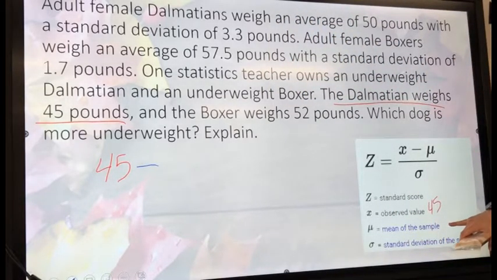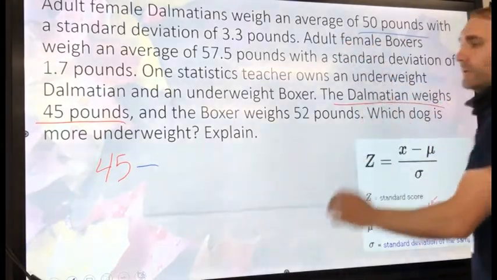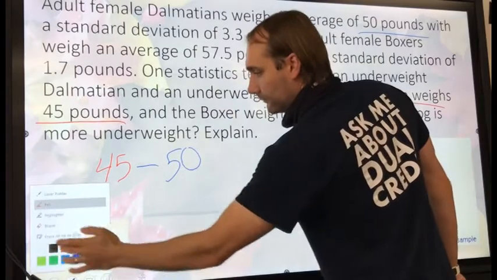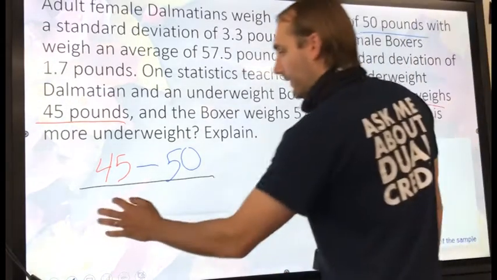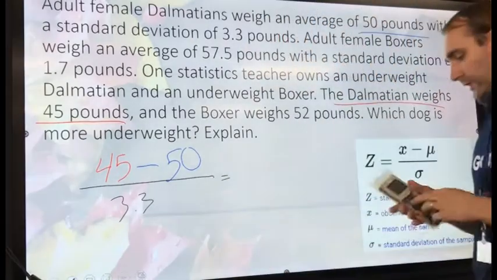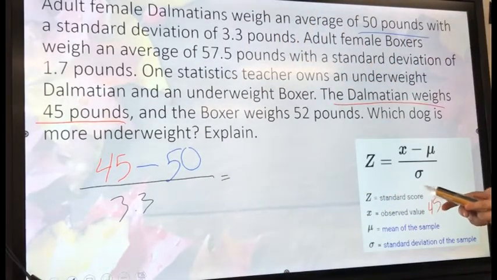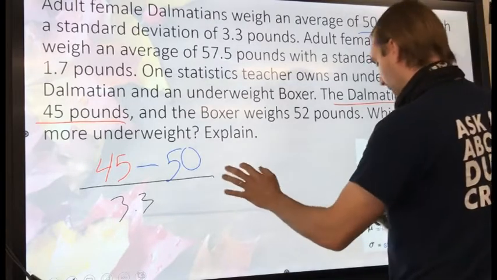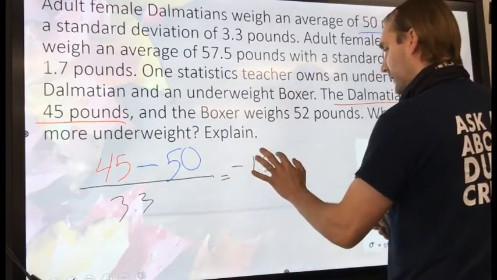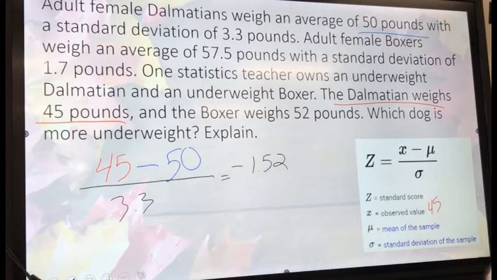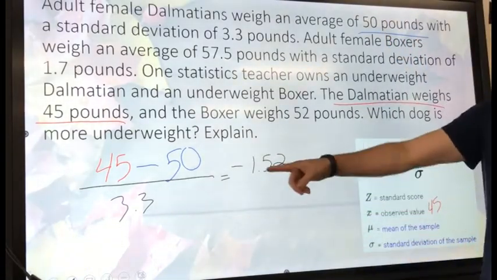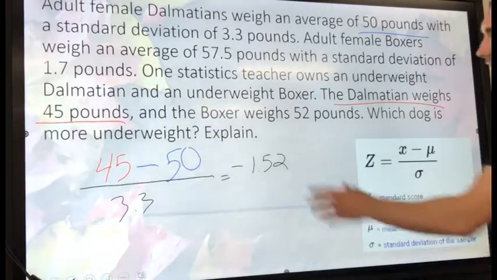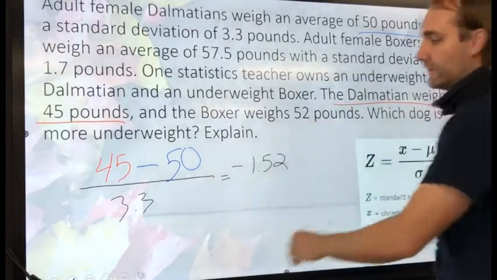What is the mean of my Dalmatians? 50 pounds. So 45 minus 50, all over, and here is the standard deviation. So it's going to be divided by the standard deviation, which is what? 3.3. So take 45, subtract 50, divided by 3.3. And you get a negative 1.52. That means it is below the mean by 1.52 standard deviations. So that's how far off this dog is from the average.